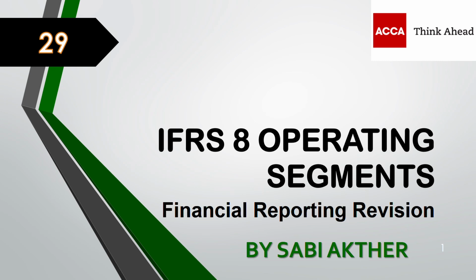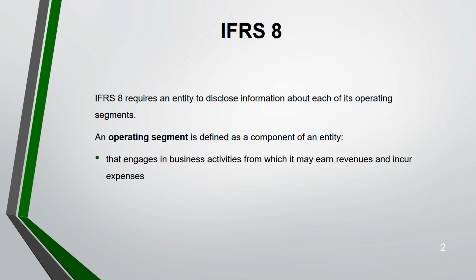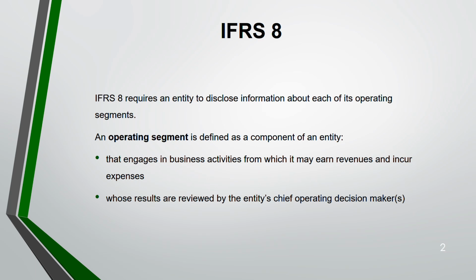It's IFRS 8 operating segments. This standard is not there in your financial reporting syllabus, but it's there for the SBR students. IFRS 8 requires an entity to disclose information about each of its operating segments. Now, what is an operating segment? An operating segment is a segment that engages in a business activity for which it earns revenue and incurs expense, whose results are reviewed by the chief operating decision maker, and for which financial information is available. If these three things are present in a component of an entity, it is called an operating segment.